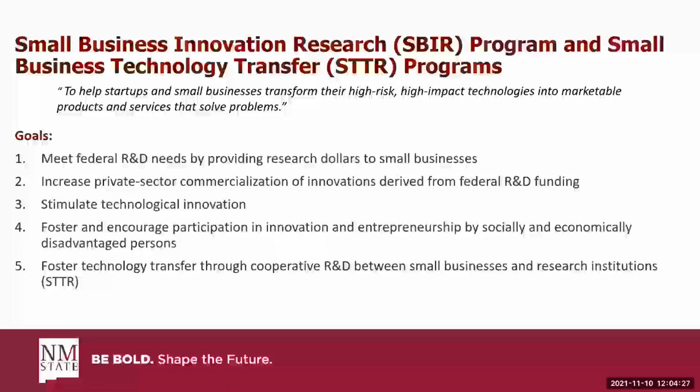These are the goals of both programs. Number one, to meet the federal R&D needs of the government by providing research dollars to small businesses. Number two is to increase private sector commercialization of innovations derived from federal R&D funding. Three, the government's very interested in stimulating technological innovation, and one of the best mechanisms to do this is through small businesses. Fourth, it's to foster and encourage participation in innovation and entrepreneurship by socially and economically disadvantaged persons. And so we have a particular focus here at NMFAST on serving minorities, rural businesses, things like that. And then number five is specific to the STTR program, and that's really to foster technology transfer through cooperative R&D between small businesses and research institutions. And we will talk about what research institutions are here in a little bit.